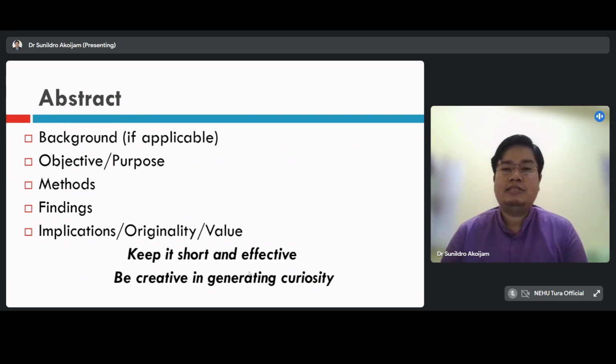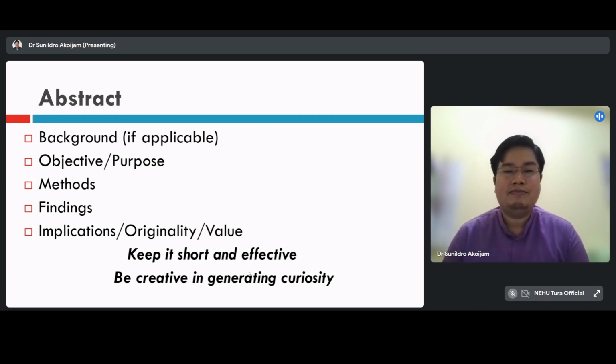In this subsection, you should write how your study is different from others and how your study will benefit different stakeholders. So you should always include a few lines related to implications at the end of the abstract. When people read these two or three lines, they will be able to judge whether your paper has something new or significant to extend the existing literature. My simple recommendation while writing an abstract is to keep it short and effective.